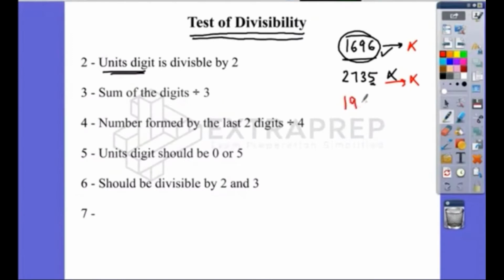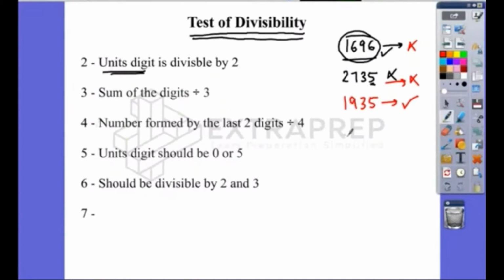Let's take one more. 1935. 1 plus 9 is 10, 10 plus 3 is 13, 13 plus 5 is 18. 18 is divisible by 3, so 1935 will definitely be divisible by 3. Is that understood? So for 3, we'll check the sum of the digits. If the sum of the digits is divisible by 3, the number is divisible by 3.